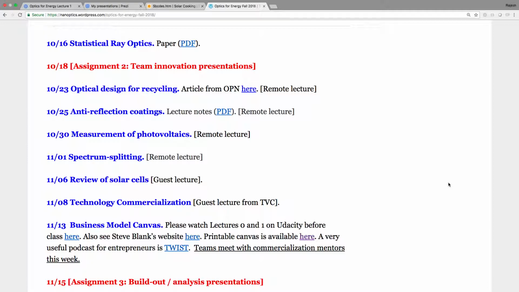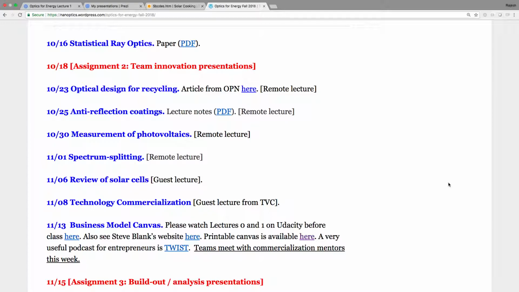And this is important because whenever you start trying to innovate, say, improvements in solar cells, you also want to understand what happens after the light is absorbed. Right? You want to be aware of both things. Not just what happens outside, but also what happens inside. And it will become obvious when you talk about spectrum splitting, for instance.